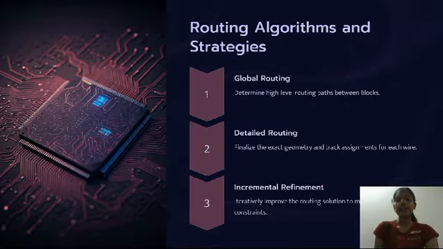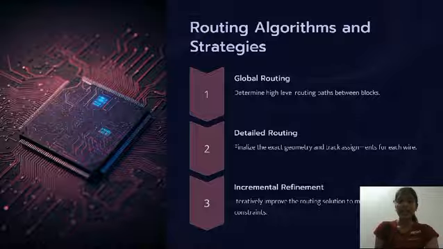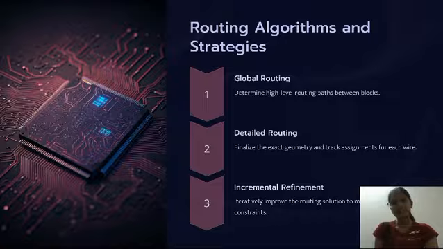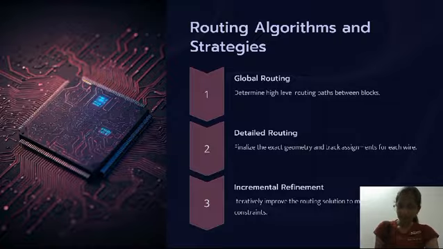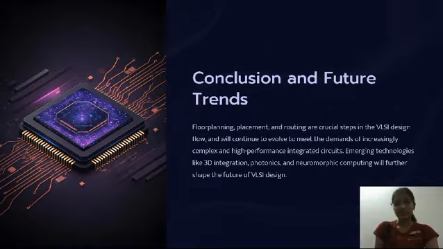Then we have routing algorithms and strategies: global routing, detailed routing, and incremental refinement. We have global routing: determine high level routing paths between blocks, and detailed routing is to finalize the exact geometry and track assignments for each wire. Then incremental refinement is to iteratively improve the routing solutions to meet all the constraints.